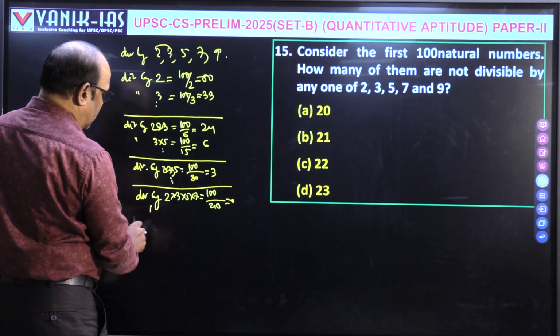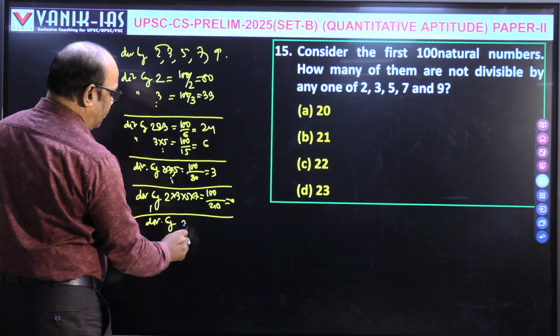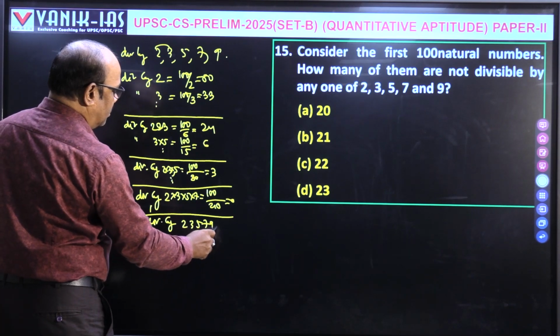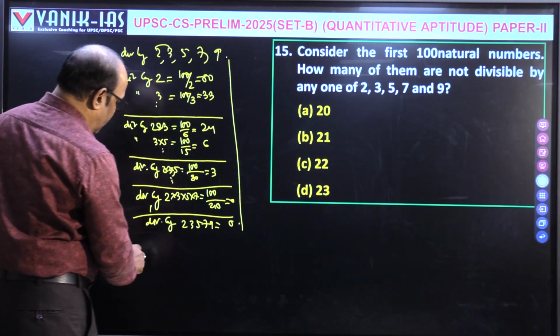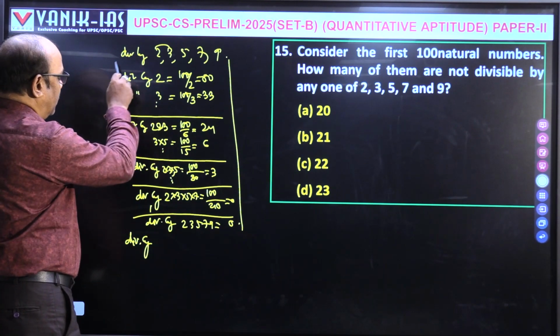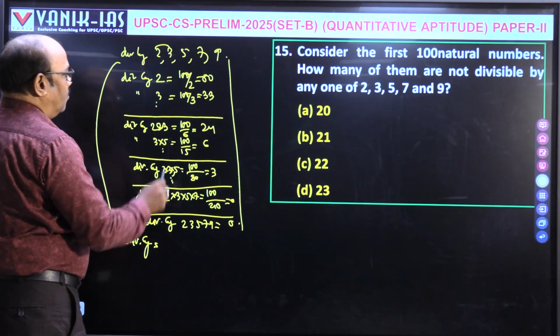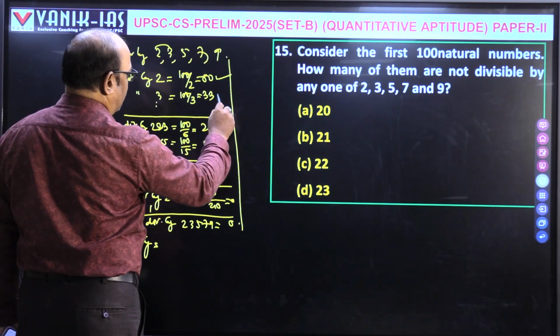So like this. Then last, find divisible by all 5: 2, 3, 5, 7 and 9. No number, again 0. So divisible by 2, 3, 5, 7, 9 is equal to: first, divisible by 1 numbers, that is 50 plus 33.